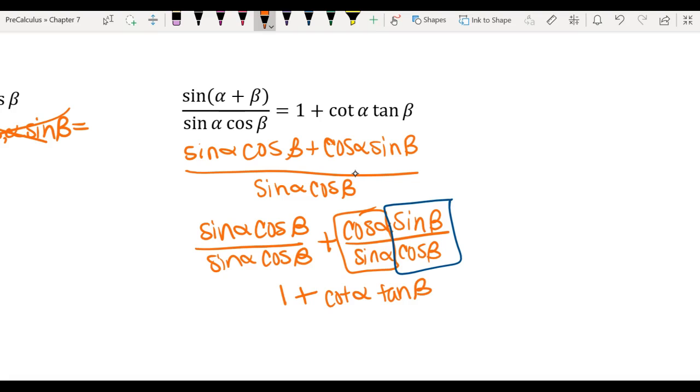And because of how these formulas are written, it's always written where alpha's first, beta's second. So it'll always be written in the way that they're going to be over each other, and you just have to switch it to that new version. Okay?